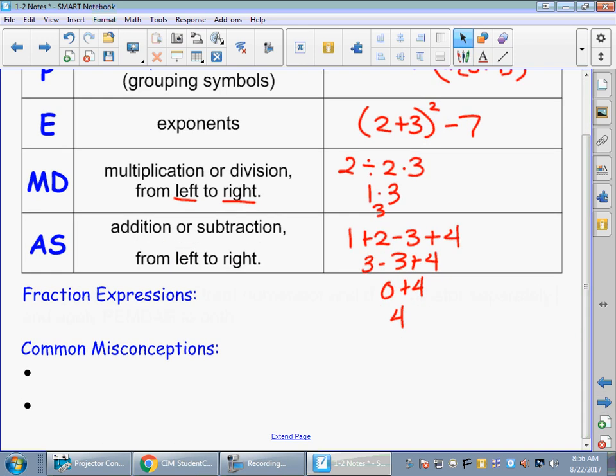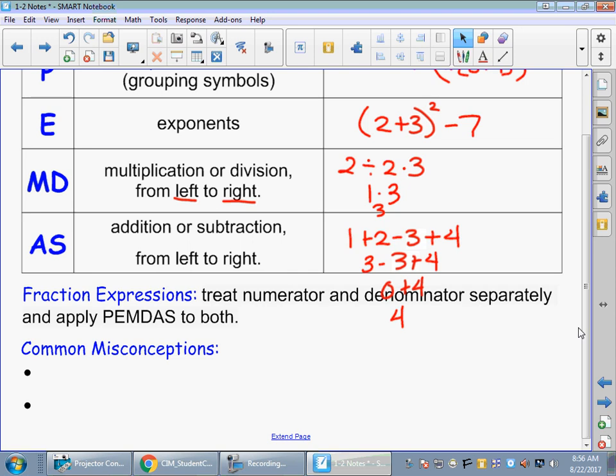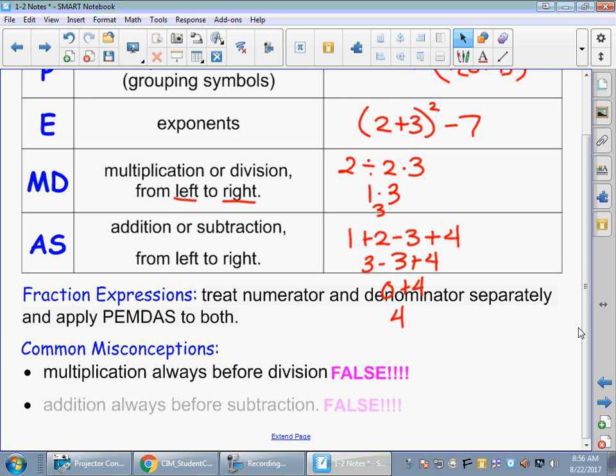Anytime you work with fraction expressions, where you have a bunch of stuff on top to simplify or evaluate, and on the bottom, you treat them as separate problems. So you follow PEMDAS through the numerator and then follow it through the denominator. And then common misconceptions are those multiplication and addition and subtraction. People think that we always multiply before we divide. That's false. It's left to right, and same thing with addition.